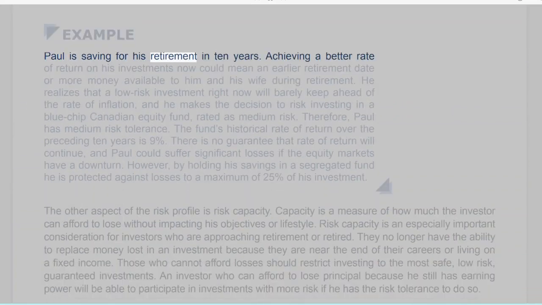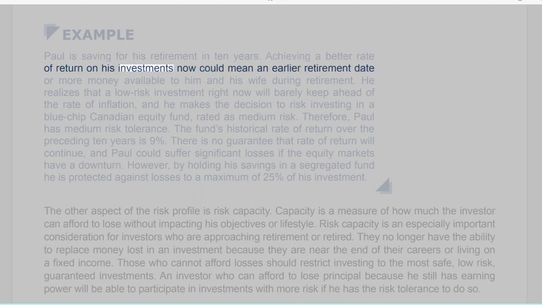Paul is saving for his retirement in 10 years. Achieving a better rate of return on his investments now could mean an earlier retirement date or more money available to him and his wife during retirement. He realizes that a low-risk investment right now will barely keep ahead of the rate of inflation, and he makes the decision to risk investing in a blue-chip Canadian equity fund, rated as medium risk. Therefore, Paul has medium risk tolerance.